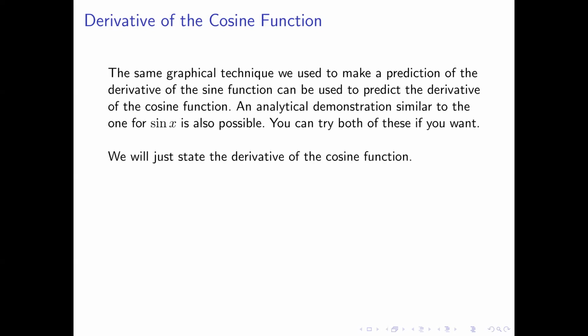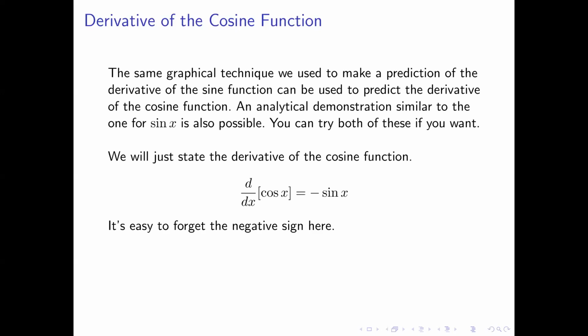They're good practice, but we're just going to keep things short and state the derivative of the cosine function, trusting that you can work out the details if you really want to see that this is correct. The derivative of the cosine of x is negative sine of x.